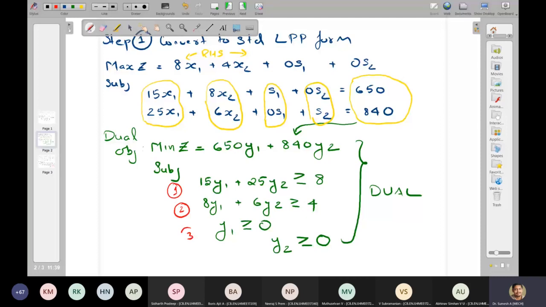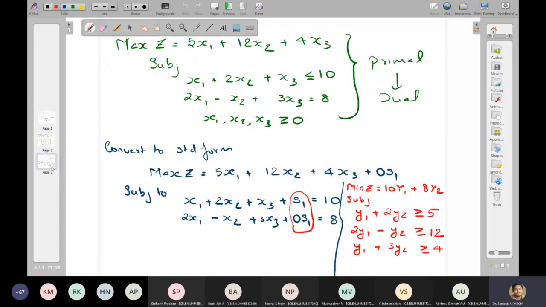So in this case, you will have only y1 greater than or equal to 0, and y2 is unrestricted. That's the way you have to write. So this is the dual. Is this clear? Any doubt in this?